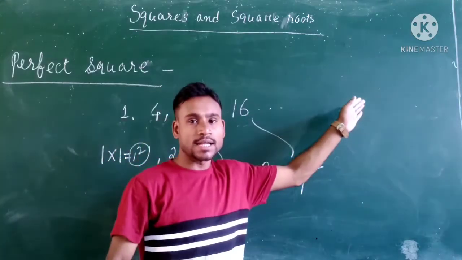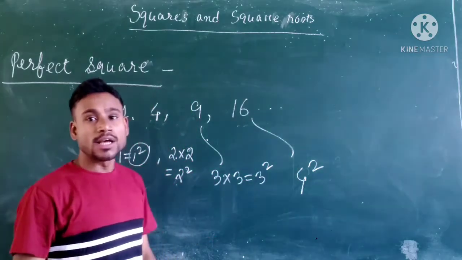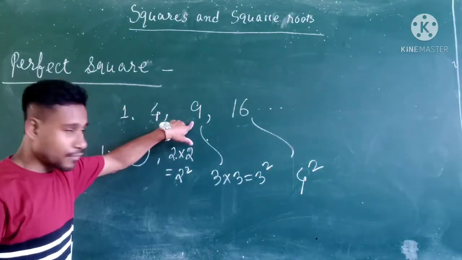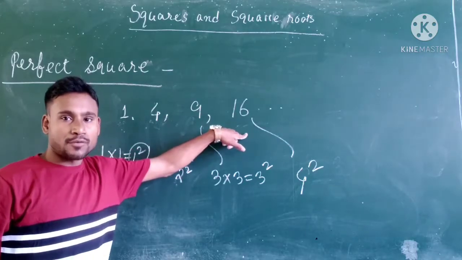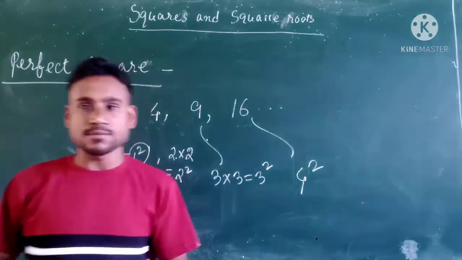Many more numbers are there, countless numbers are there. So all these numbers are called what? Perfect squares. Now 1 is a perfect square, 4 is a perfect square, 9 is a perfect square, 16 is also a perfect square. So I hope you have understood the idea of a perfect square.